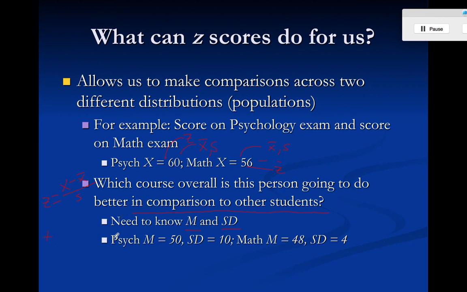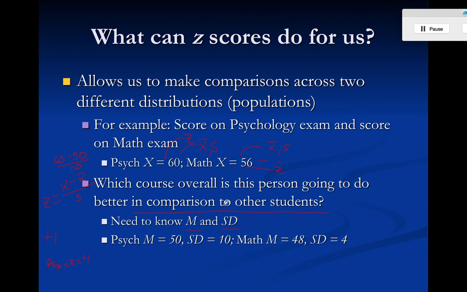Now we're going to take our value of 60 and divide 60 minus 50, which should give me a 10, by 10. My standard deviation is equal to 10, my score is a 60, and my average is a 50. So that will be 10 divided by 10, and that will give me a z value equal to 1. So for psych, my z value is equal to a positive 1.